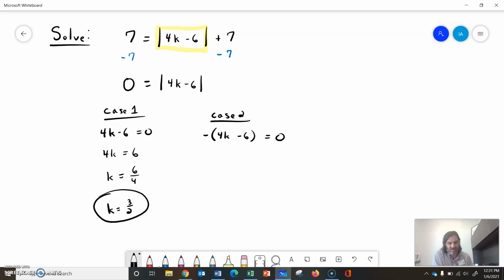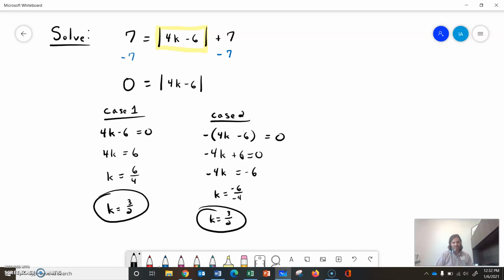The other one, when we distribute the negative, we'll have minus 4k plus 6 equals 0. Well, since 0 is neither positive or negative and it's the same number, as we start isolating k, we get down to k equals negative 6 over negative 4, which again reduces down to 3/2. So even though it's an absolute value equation and we did two cases, we got the same answer. So there's really only one solution.